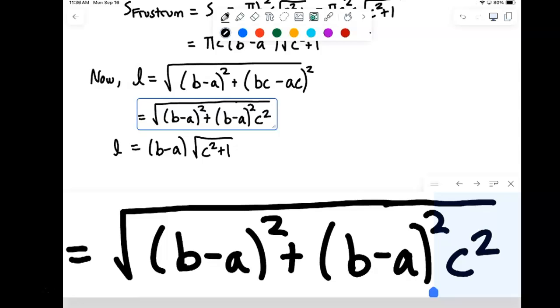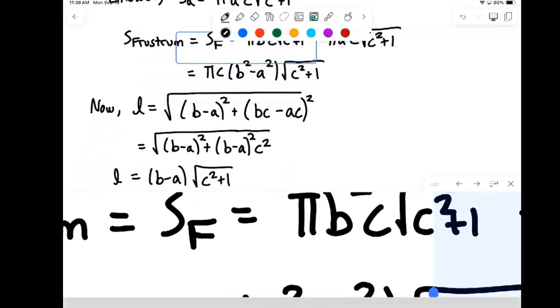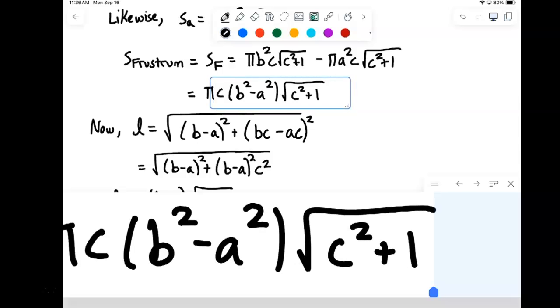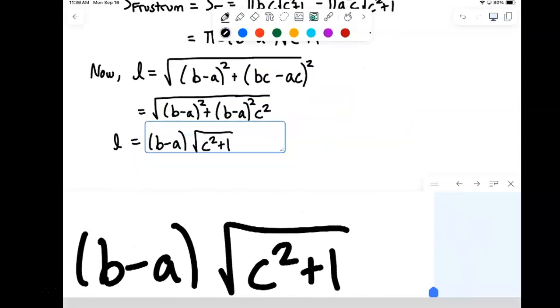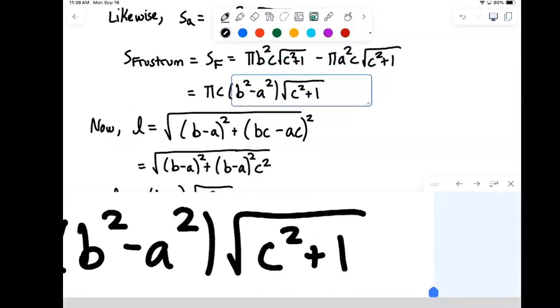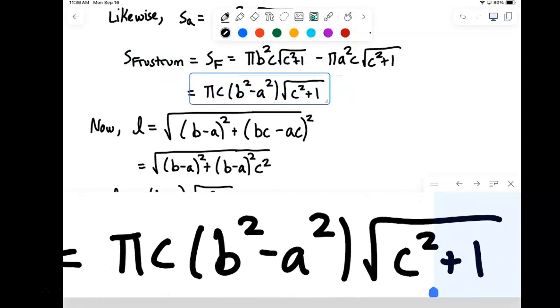So now if we go back to our S sub f function here, that was pi c times b squared minus a squared times the square root of c squared plus 1. So now we're going to take the result that we just had here for L, and we're going to use it to manipulate this frustum thing into something that's a whole lot simpler looking. So here's how we do it.